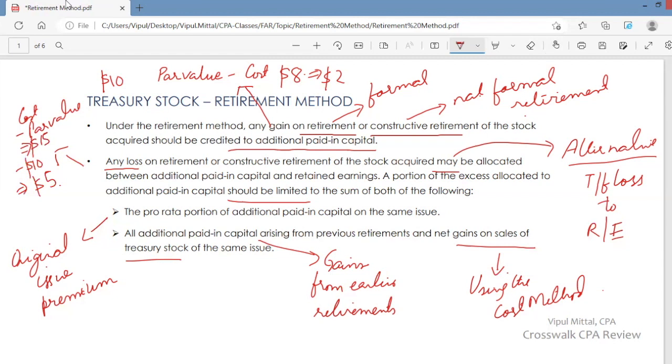That is, you want to use additional paid-in capital, but there is a limit on the amount of additional paid-in capital that can be used. The limit is the sum of these two things: the original issue premium on the shares retired, and additional paid-in capital arising from previous retirements. So if you have bought the treasury stock and sold it, not retired it, that is, you are using the cost method, then you have a gain on sale. If you have bought it and retired it, you have a gain from retirement.